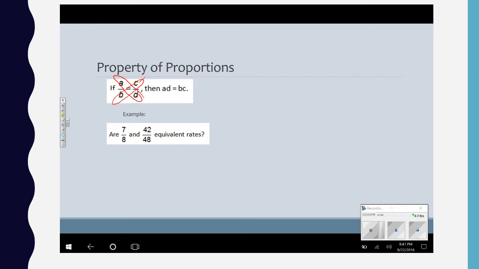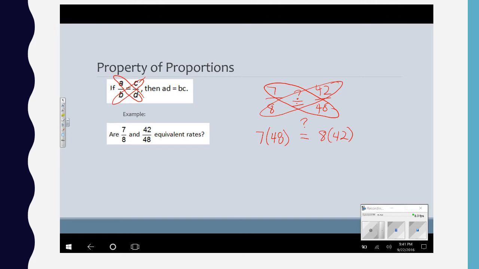So if I want to check to see if they're equivalent rates, one of the things we could do is simplify, but we could also use the law of proportions to check to see if these are equivalent rates, with a little question mark over the equal sign there. And so we're going to use cross products. We're going to multiply 7 times 48, and then we're going to multiply 8 times 42. If they're equal to each other, then we have equivalent fractions.